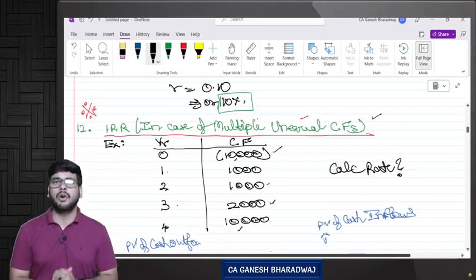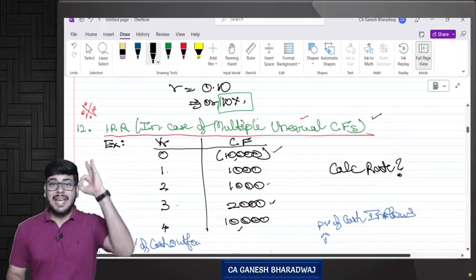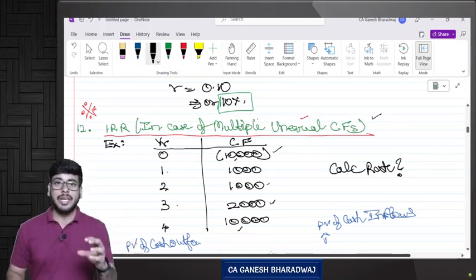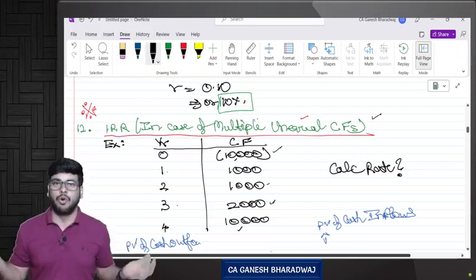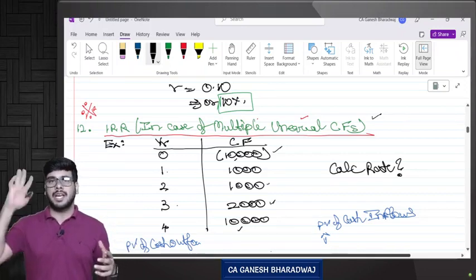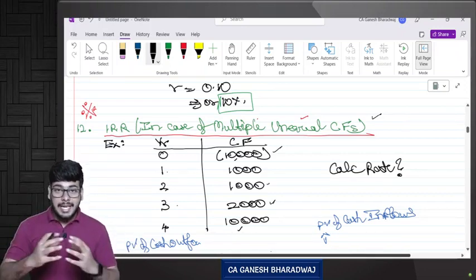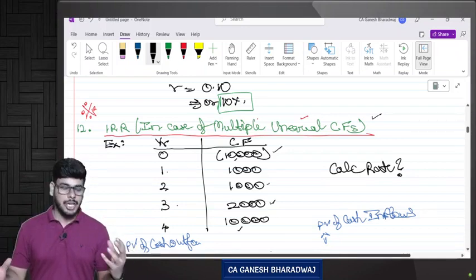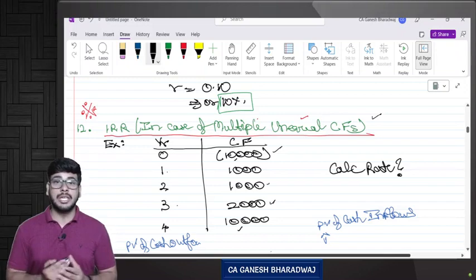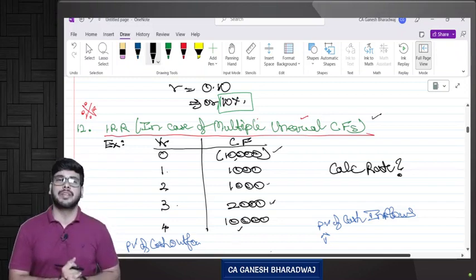Always remember, in every complete financial transaction, if you take a financial transaction as a whole, there will be both cash inflow as well as cash outflow. I repeat, in a complete financial transaction, there will be both cash inflow as well as cash outflow. Sir, can you give an example? Yes, I will give an example.